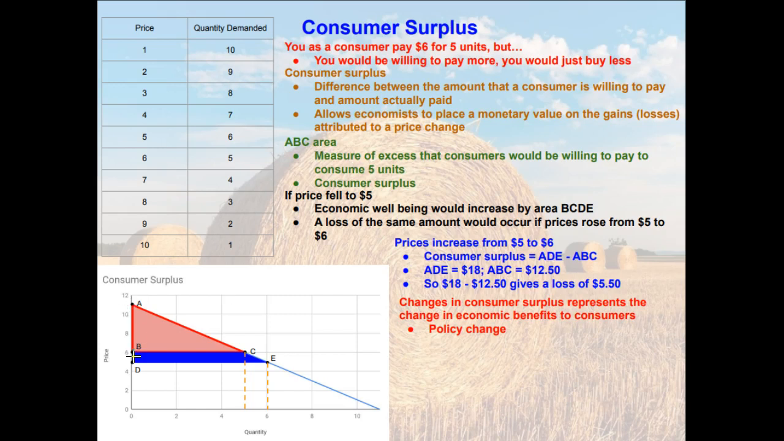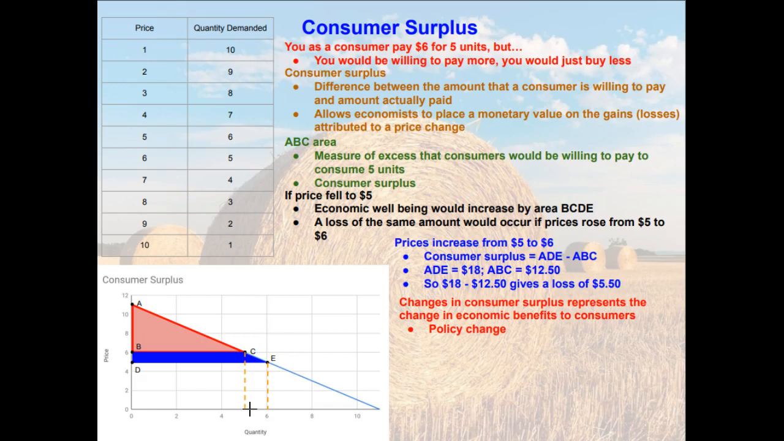So, the price currently is at $6. The ABC area, this area right here, from point A to point B to point C, is the measure of the excess that the consumer would be willing to pay to consume 5 units. That is the surplus the consumer would have been willing to pay in order to still consume that good. They would have been willing to pay $8 or even $9, but because the price was lower, they were willing to buy 5 units.